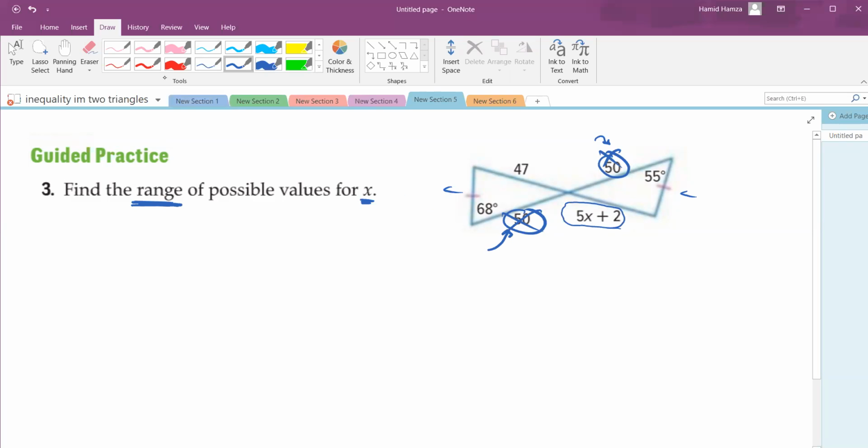Again, guys, there is another way. Where is the given angle? This is 55 and this is 68. Where is the opposite side? 47 and 5x plus 2. Which one is greater, guys? 47 or 5x plus 2? Is this greater than 47?